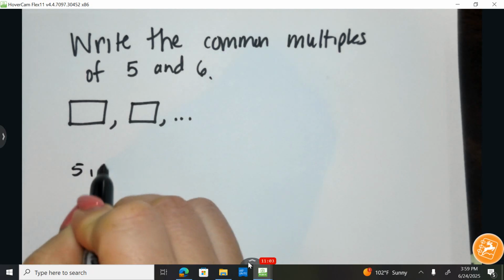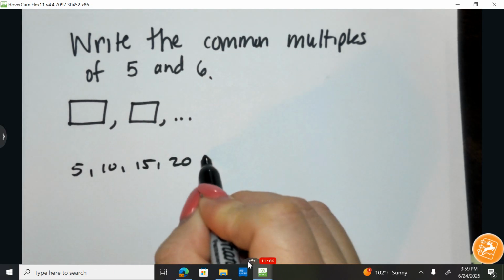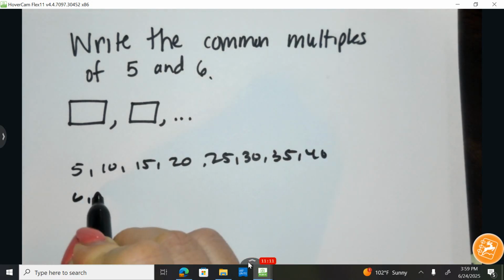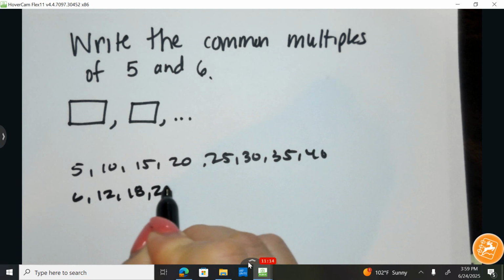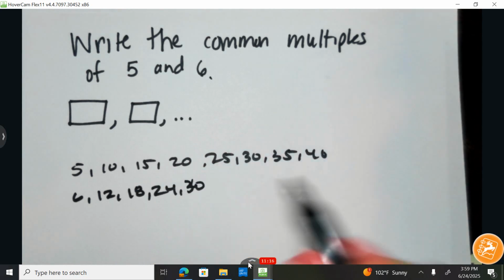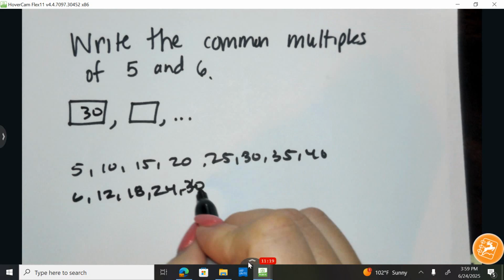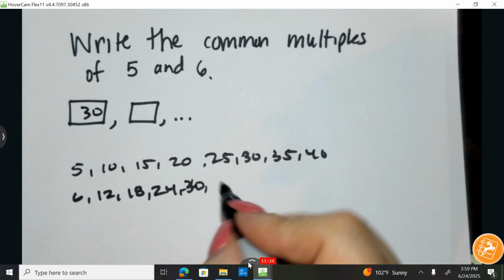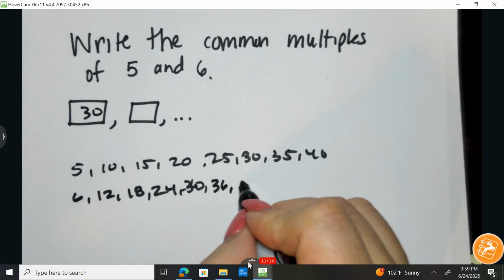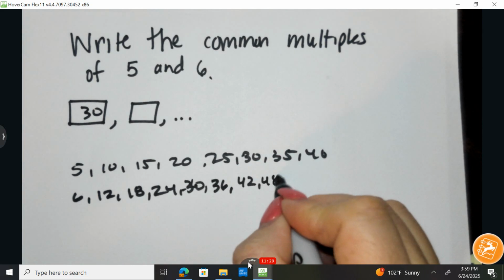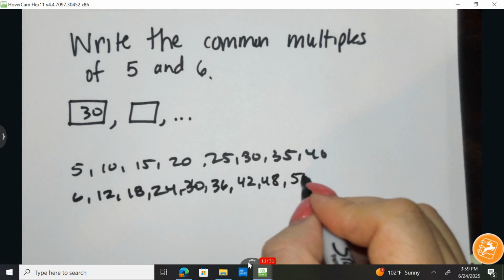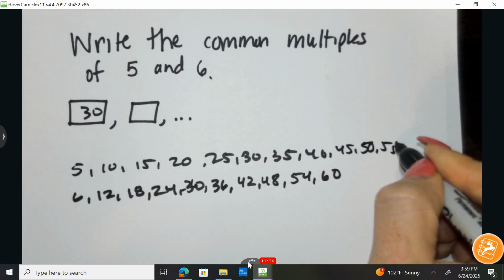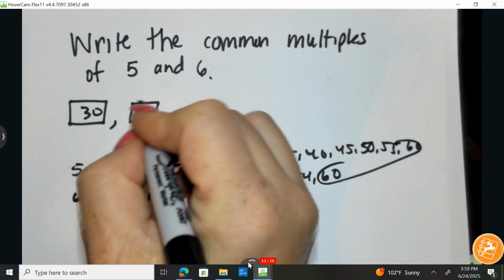Okay, multiples of 5: 5, 10, 15, 20, 25, 30, 35, 40, and let's do 6. We have 6, 12, 18, 24. Oh, I see one in common there. There's a 30. Now I can easily identify multiples of 5, so I'm going to keep going with 6. We're at 36, times 7 is 42, times 8 is 48. Add another 6, we're at 54, and then 60.